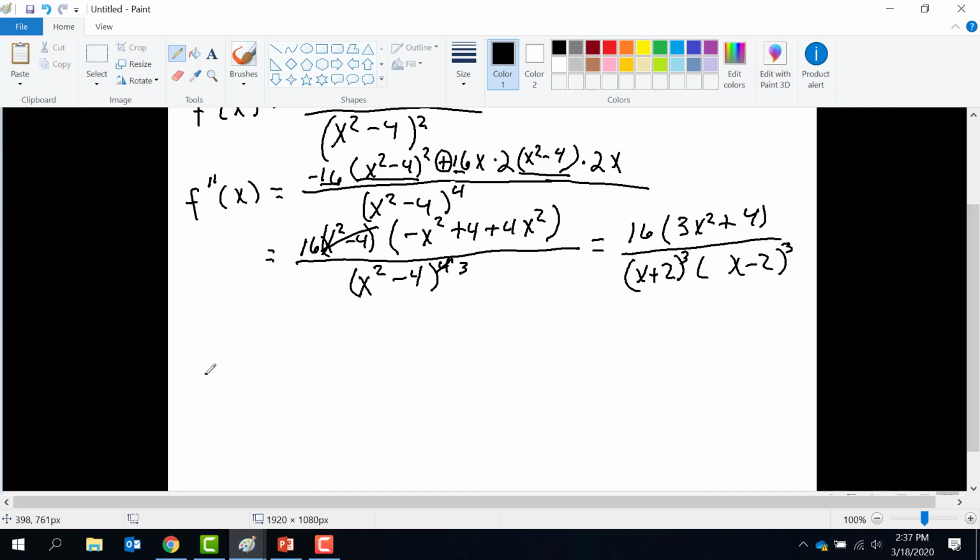And now we're ready to make the sign chart for the second derivative. The numerator now is always positive. If you look at the numerator, it's 3x squared, that's positive, plus 4. So the numerator is always positive. We just have to look at the denominator. So the only numbers where my graph will change signs are over here at -2 and over here at +2. To the left of -2, they are both negative numbers.